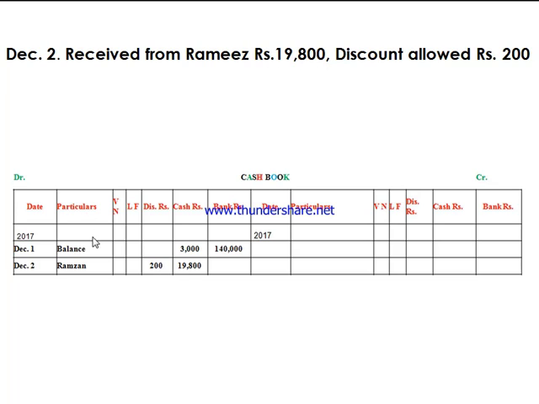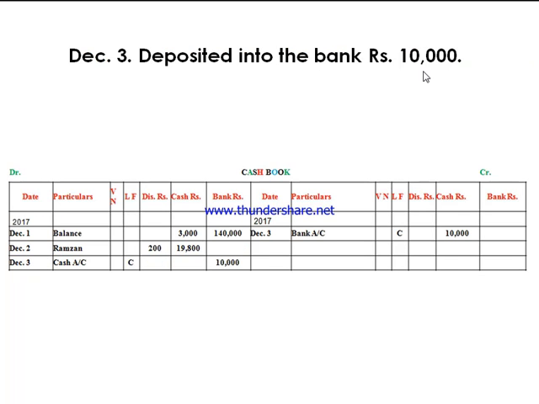So write down in the particulars Ramesh. And in the discount column 200 and in the cash column 19,800. So this we will write down. This transaction has been completed. Let's see the third transaction.